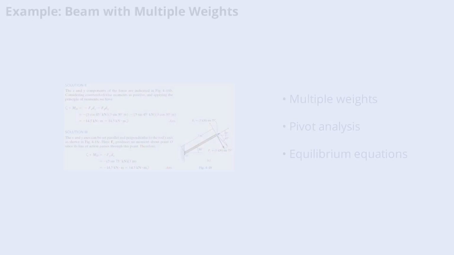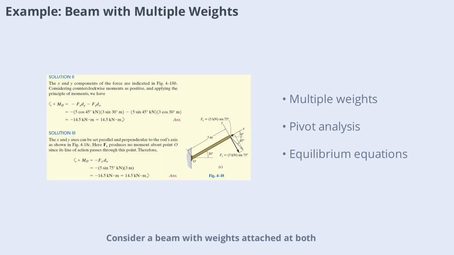Consider a beam with weights attached at both ends and a pivot somewhere along its length. By taking moments about the pivot and setting the sum of clockwise and anticlockwise moments equal, you can solve for unknown distances or weights. This method is widely used in analyzing bridges, cranes, and other load-bearing structures.